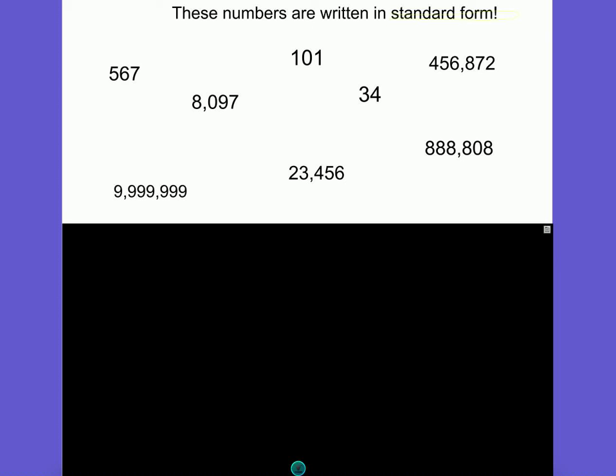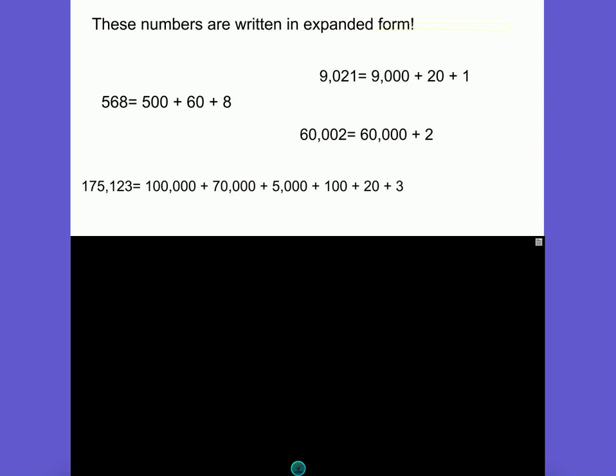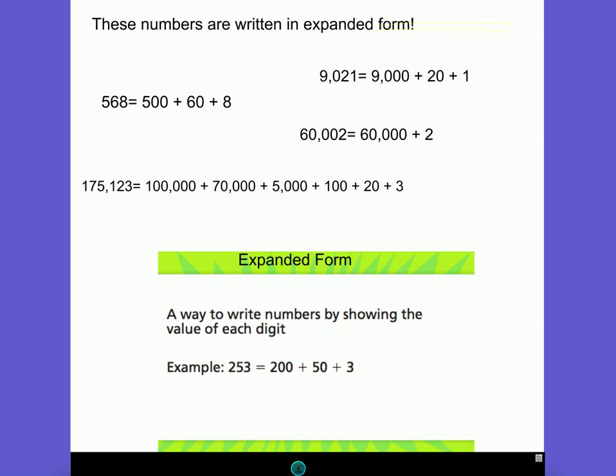These numbers are obviously written in standard form. They're written like normal numbers, so we consider that standard form. Then we have all these in expanded form, where we took the values of each digit and added them together.